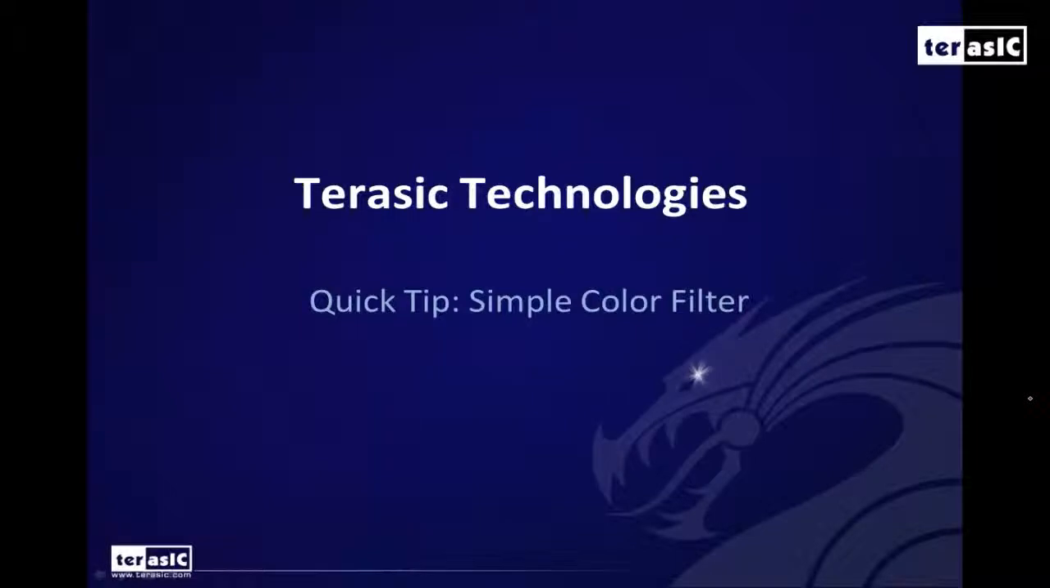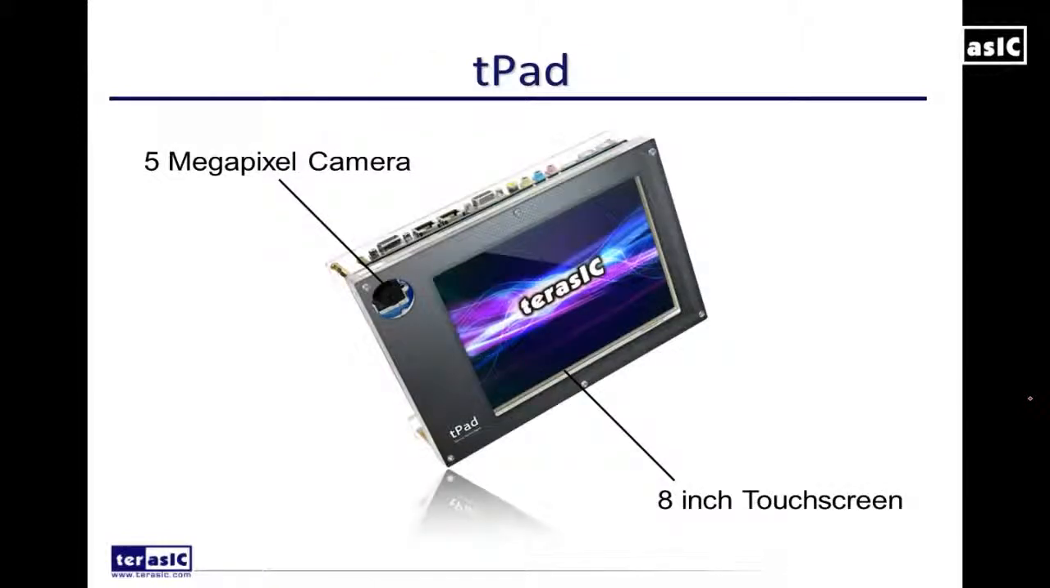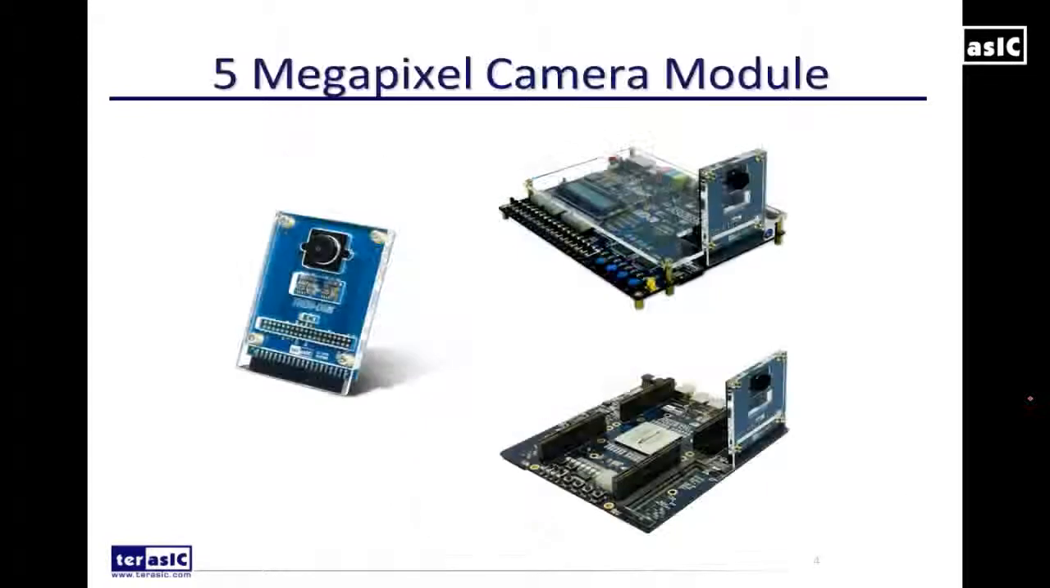Today we're going to be doing a quick tip on how to implement a simple color filter. I'm going to make the following assumptions: that you already know the basics of Verilog, and you've worked with FPGAs before as well. The platform we're going to be using today is our TPAD, which features a 5 megapixel camera and an 8-inch touchscreen on the front. The FPGA powering it is an Altera Cyclone 4E FPGA.